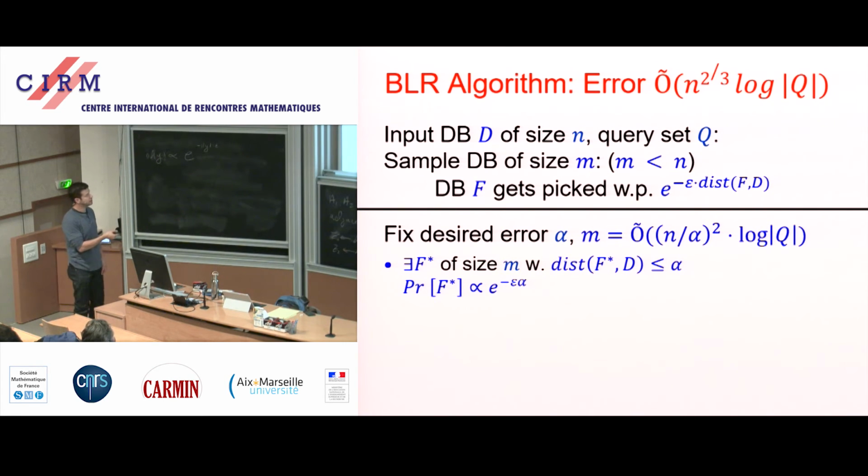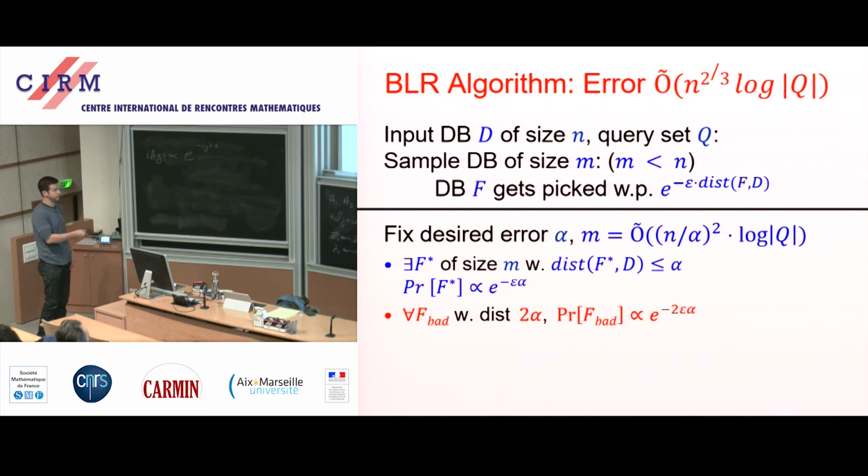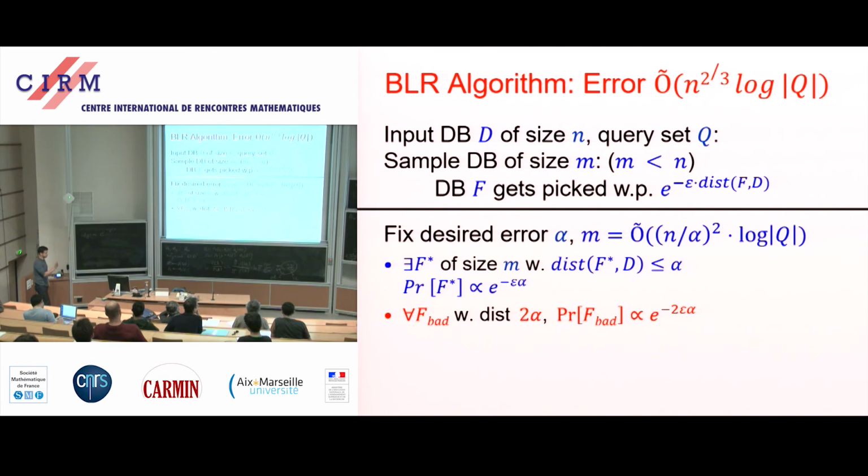Okay, so the probability of its score is going to be really high. It's e to the minus epsilon times alpha for this small error alpha that we wanted. So there's one good data set, and I'm going to output it with pretty good probability, or it gets a pretty good score. On the other hand, for any bad data set, anything that's at least 2 alpha or farther away, its probability is going to be much smaller, e to the minus 2 epsilon times alpha. So there is a good data set. I just argued its existence. And on the other hand, all the data sets that are much worse than it get very, very small probability.